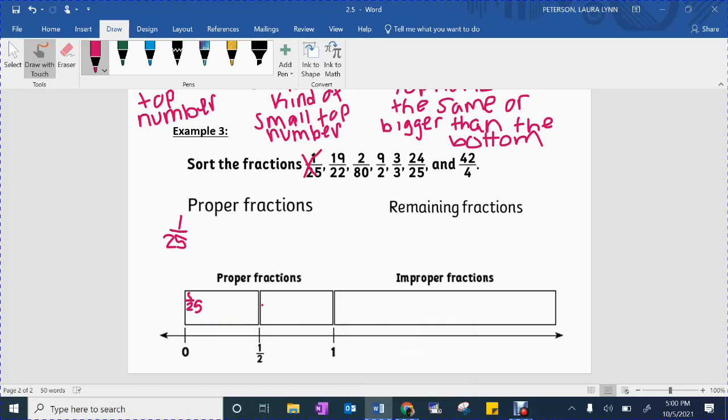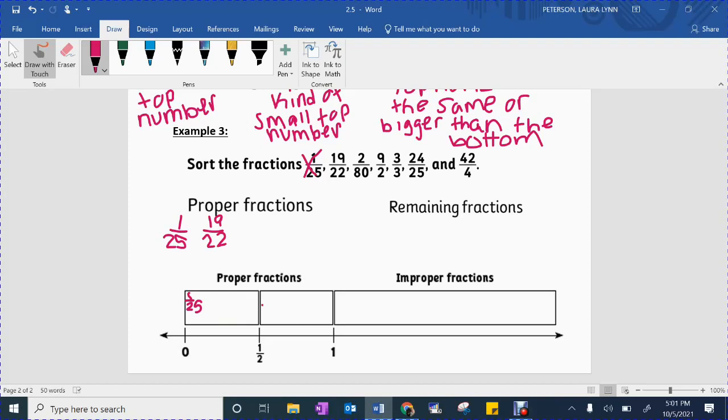Next fraction is 19/22. Well, let's decide if it's proper or should go to improper. Well, 19 is smaller than 22. Well, that makes it a proper fraction. So under the proper side, we need to write 19/22.